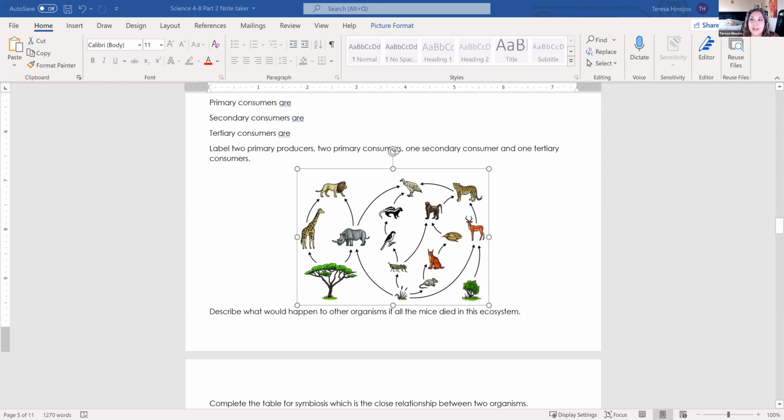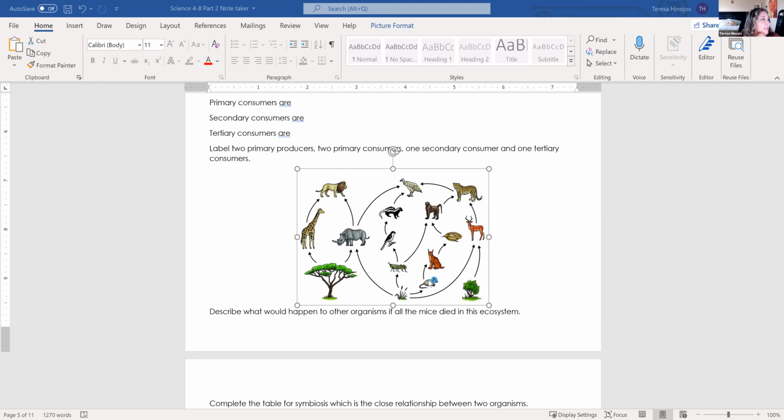So let's hear from Valeria. Can you share with us what y'all labeled as your producers? The big tree, the little tree, and the little plant. All right, perfect. Thank you. Let's see about the primary consumers. Let's hear from Michael. What did you all label as a primary consumer? A giraffe, the grasshopper, and the little field mouse or whatever it is.